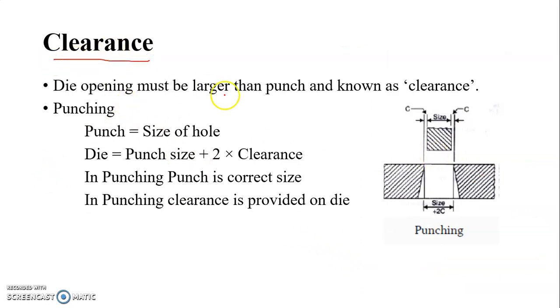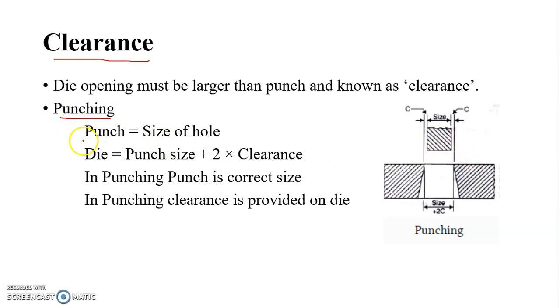Clearance is a very important characteristic for punching and blanking, because while doing punching or blanking, the sheet metal is in direct contact with the die. So we should give clearance between the punch and die, because otherwise, if the material is punched, we get a smaller or larger hole size. Therefore we have to give the clearance. Die opening must be larger than the punch, and this is known as clearance. This die opening is larger than the punch, as we know.